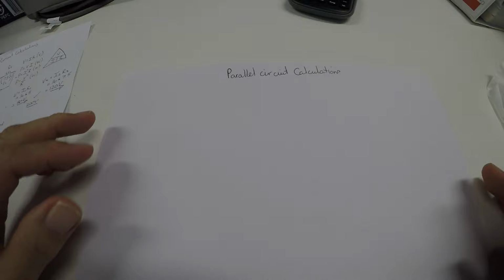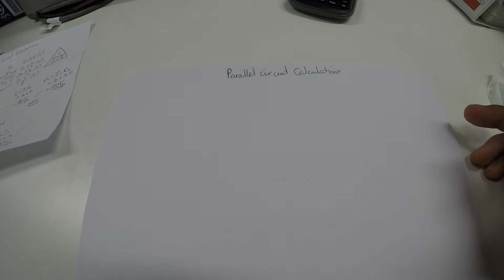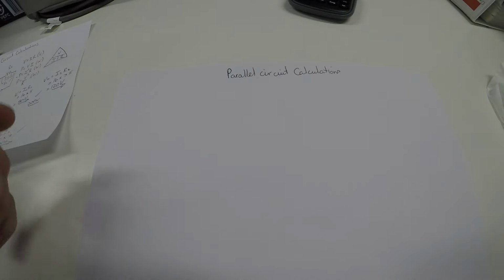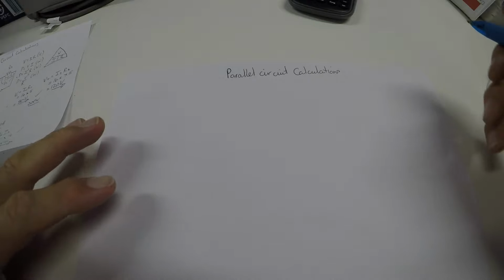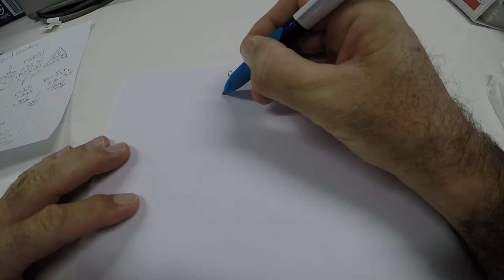Okay, so now I'm going to show you how to do a parallel circuit. Sometimes students struggle to remember when it is in series and when it is in parallel. Think of parallel as something where there's an alternative path for the current to flow. So it'll look something like this.